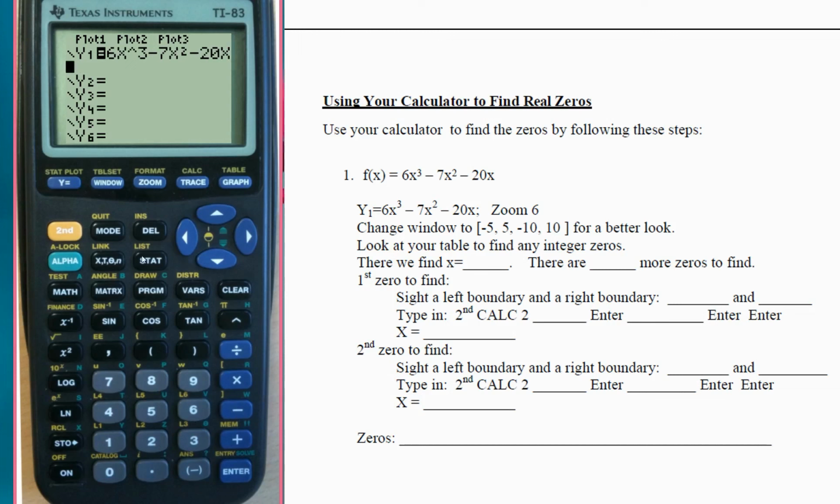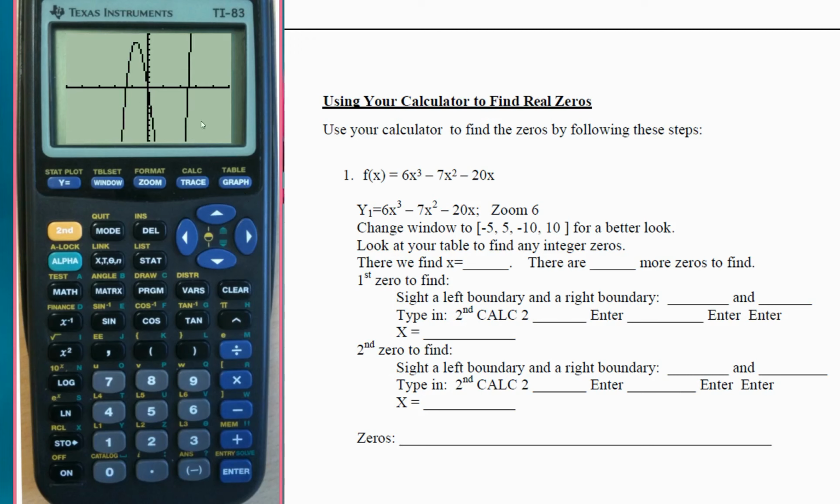Okay, next we're going to zoom 6, but that's just going to graph it in the standard window. Okay, so there's our polynomial. To get a little bit better look, we're going to change our window. So we can do that by going window, and we're going to change it to -5 to 5. We'll leave our x scale alone, and we'll leave that alone. So we can hit graph. Okay, now our minimum is kind of off the screen, but that's okay.